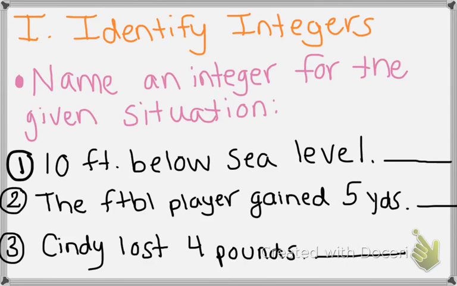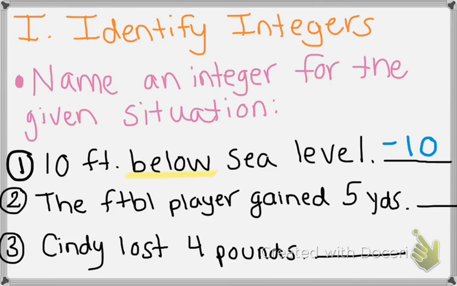So the directions say, name an integer for the given situation. So an integer is a positive or a negative number. So number 1. 10 feet below sea level. When we look at this, we look for an important word that's going to help us solve the problem. In this case, the important word is below. If something is below sea level or below, it's going to be a negative number. So for this is going to be negative 10.